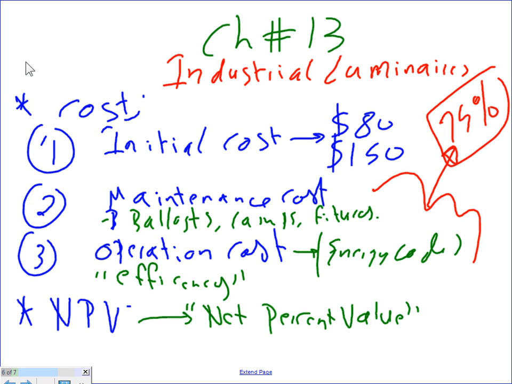Can I have a thumbs up, guys, for the maintenance? Cost 1 is initial cost. That's the money you pay day 1. Maintenance is the second one. The third, which is the most important right now, guys, is operation cost. For fixtures, you have to pay attention to the operation cost of the fixture.